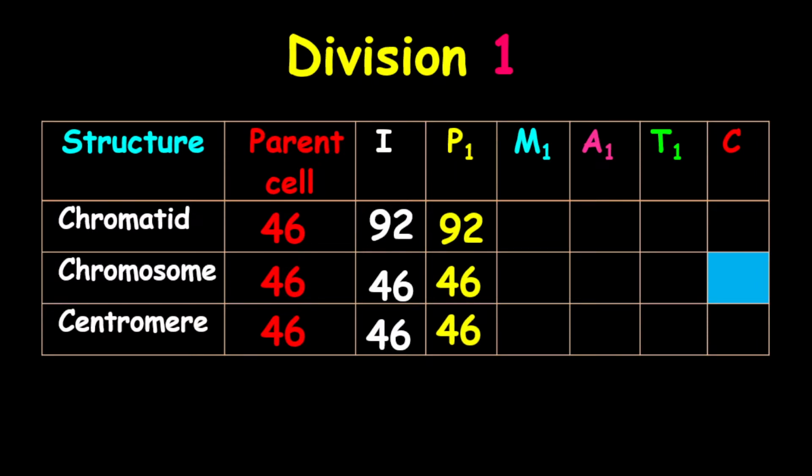In our metaphase 1, what is happening here is that the chromosomes align in the middle of the cell, but they do this in pairs. Our numbers are not changing at this point, however.